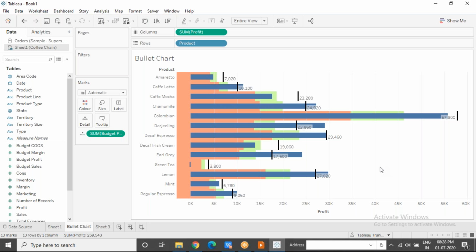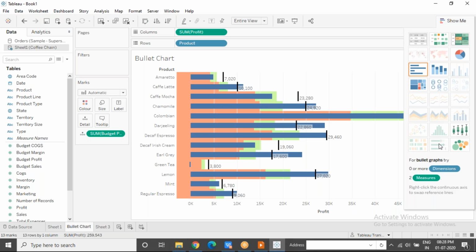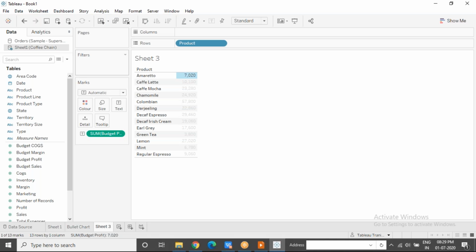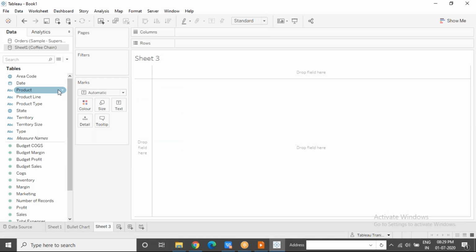This is a bullet chart which you can again create directly from the Show Me panel also. But we have created using the concept of reference lines and reference distribution bullet chart. You can also do it directly from the Show Me panel. You don't have to use this workaround or a long method actually. Just select product, select budget profit, select profit. I created using that method, so I can explain the concept of reference line and reference distribution as well. But in general, if you have to create a bullet chart, you don't have to struggle so much.